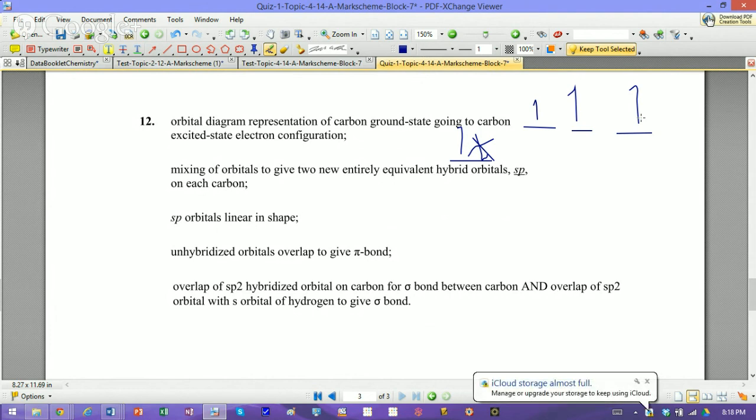The mark scheme says orbital diagram representation of carbon ground state going to carbon excited state electron configuration. It costs energy to excite this electron. However, the forming of the bonds releases energy. That releases far more energy than it cost to excite that electron. So I hope that helps a little bit.